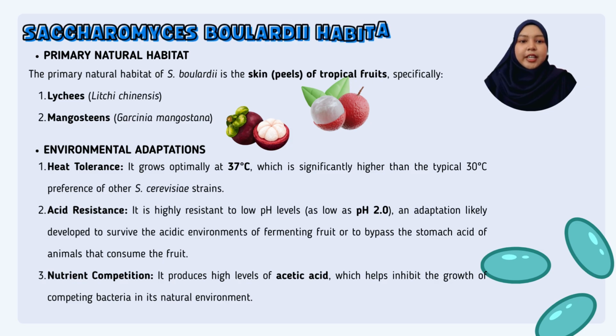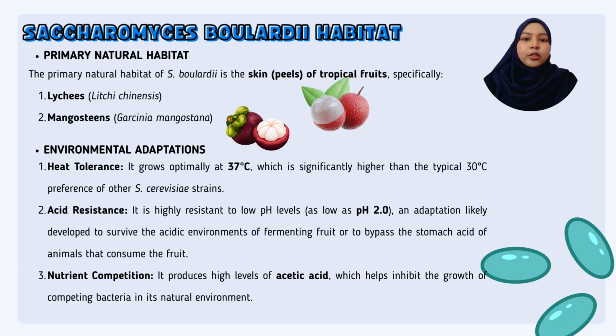Now, let's take a look at the habitat of Saccharomyces boulardii, which is a tropical yeast with a unique natural habitat compared to other common yeasts. The primary natural habitat of Saccharomyces boulardii is the skin peels of tropical fruits, specifically lychees, known as Litchi chinensis, and mangosteens, also called Garcinia mangostana. In these environments, the yeast thrives on the surface of the fruit where it is exposed to high temperatures and varying sugar concentrations.